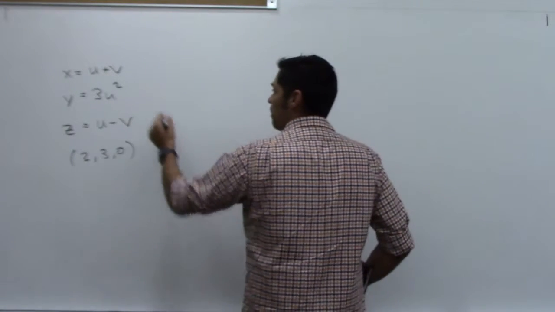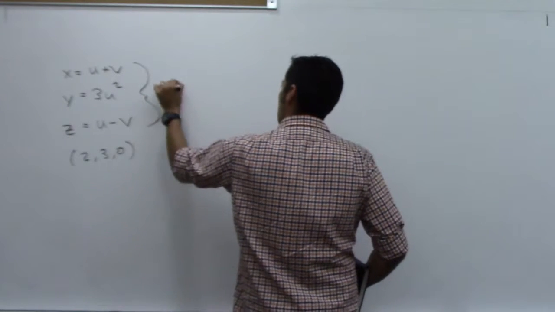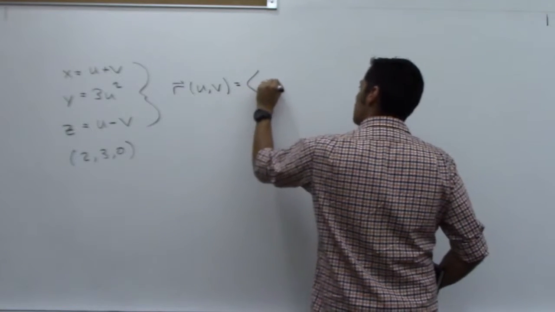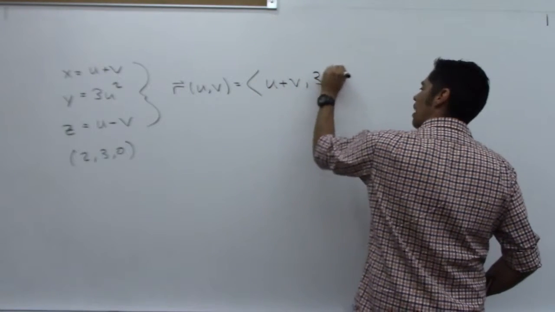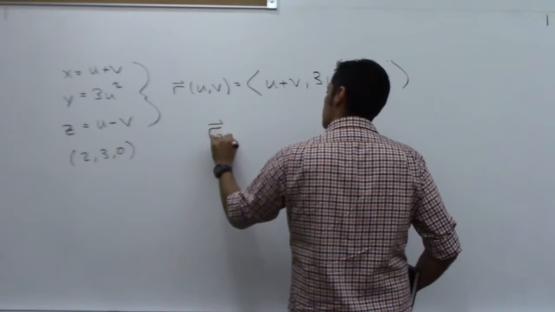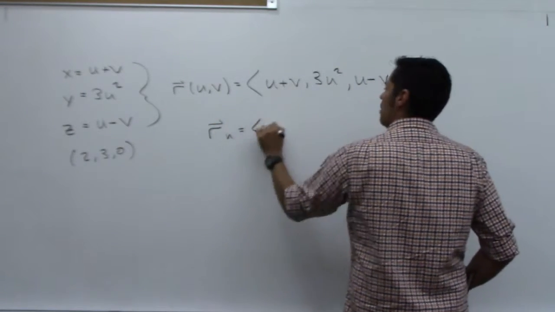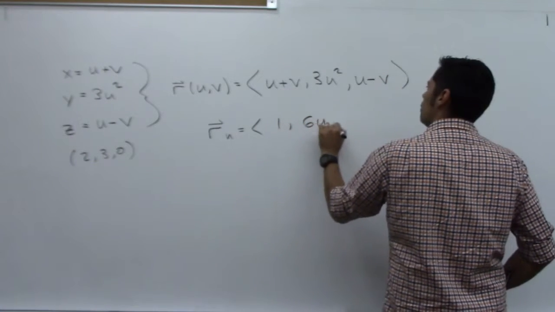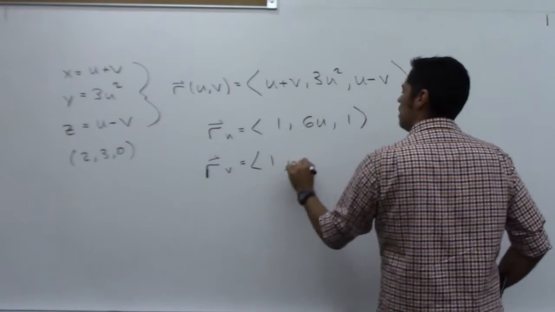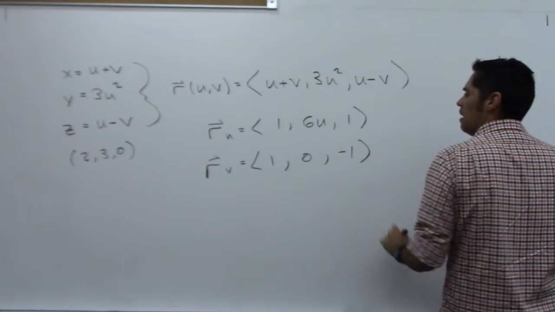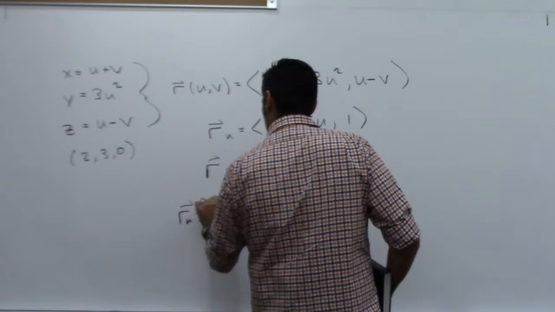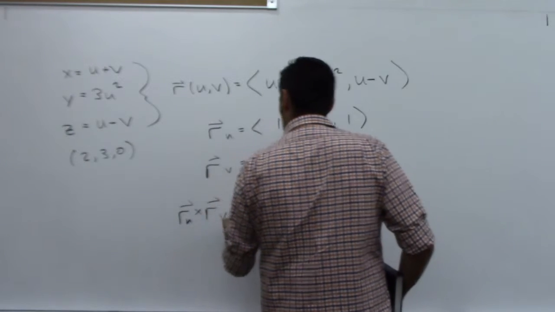To get the normal vector, remember this is really our vector function r of u, v, written out in its parametric equations. So it's u plus v, 3u squared, u minus v. And then I'm going to need the partials. So partial r with respect to u is going to be 1, 6u, and 1. Partial of r with respect to v will be 1, 0, and negative 1. And then when we take the cross product of these two, that's how we'll get the normal vector we need.